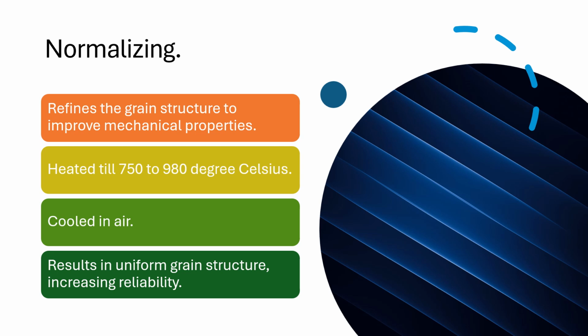Normalizing is another crucial process, aimed at refining the grain structure of the metal and improving its mechanical properties. In normalizing, the metal is heated to a temperature range between 750 and 980 degrees Celsius, or 1382 to 1796 degrees Fahrenheit. It's then cooled in the air. This process results in a uniform grain structure, which enhances the metal's mechanical properties, making it more consistent and reliable for various applications.